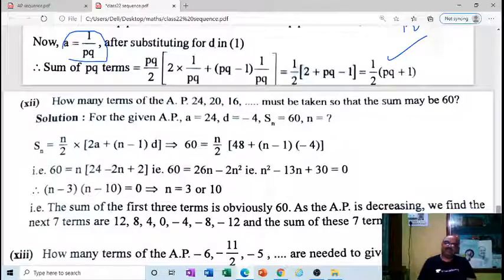Be careful. These sums can take your marks. It will give you marks, it will take away. So friends, my request is, work on these patterns of questions.